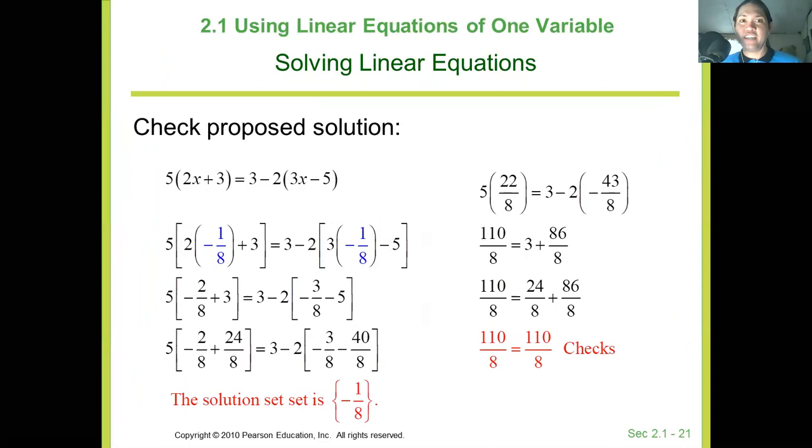So now to check the proposed solution, just substitute negative 1 over 8. And as you can see, the solution set is negative 1 over 8. Since when you substitute the proposed solution into the original equation, it gives us a true statement. Okay, so that is also great.